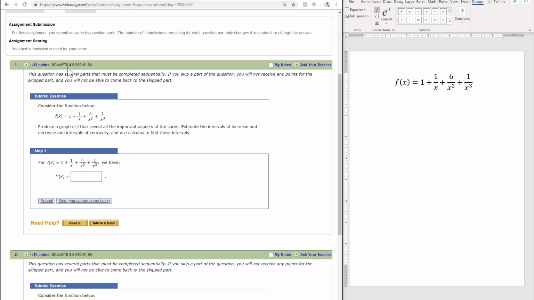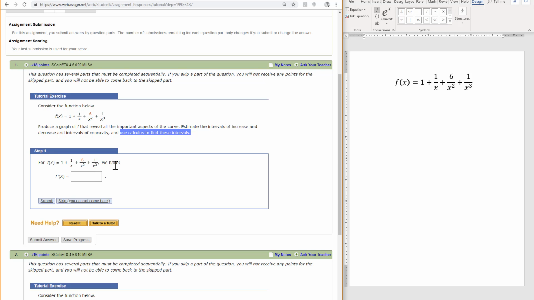Let's take a look at a problem from the lab assignment, section 4.6. We have a function here, f of x is equal to 1 plus 1 over x plus 6 over x squared plus 1 over x cubed. And they want us to produce a graph of f that reveals important aspects of the curve, estimate intervals of increasing and decreasing, and intervals of concavity. And then they want us to use calculus to find these intervals.